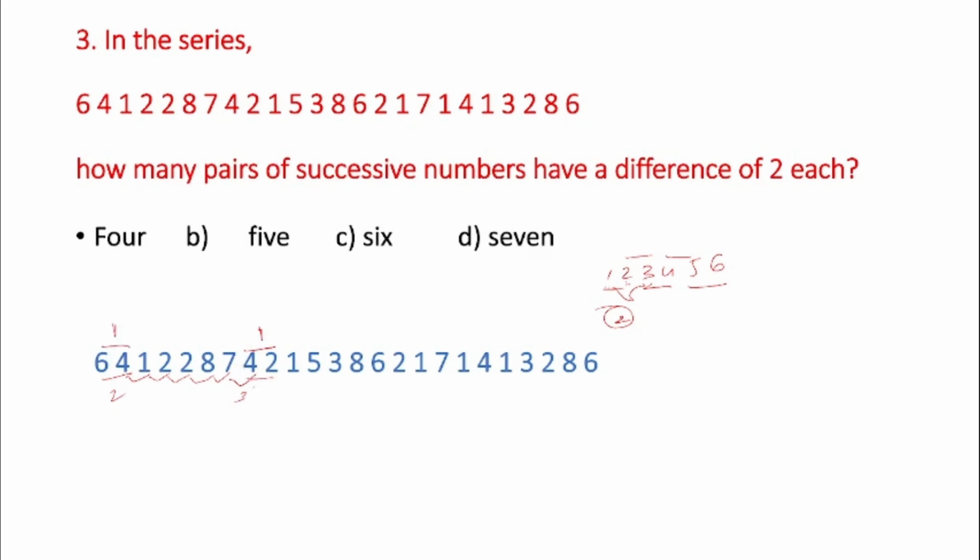4 and 2 is 2, 2 and 1, 1 and 5, 5 and 3 is 2, 3 and 8, 8 and 6, 6 and 2, 2 and 1, 1 and 7, 7 and 1, 1 and 4, 4 and 1, 1 and 3, we have again 2 here, and 3 and 2, 2 and 8, 8 and 6, we have another pair. So there are 1, 2, 3, 4, 5 pairs. The answer would be B.